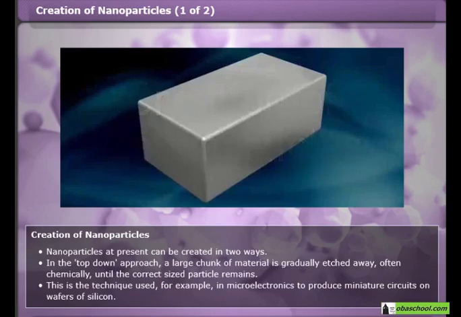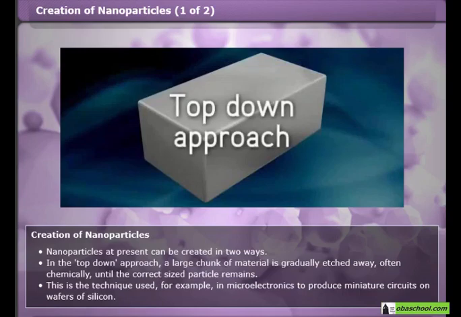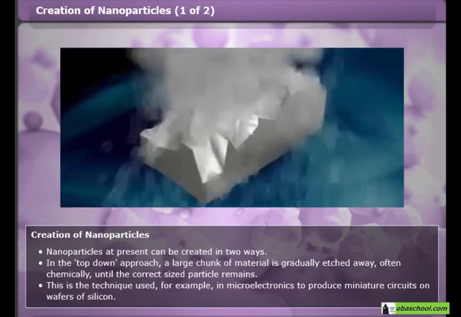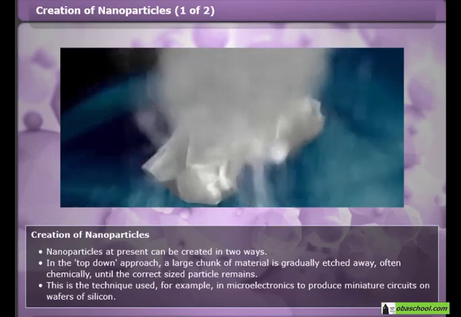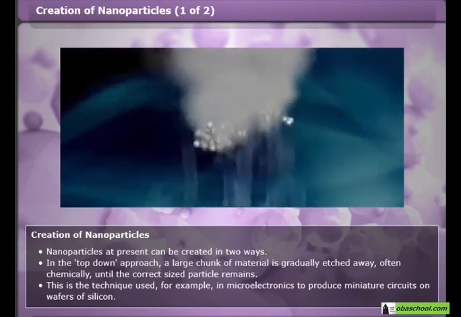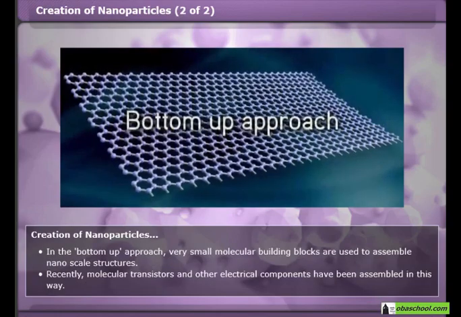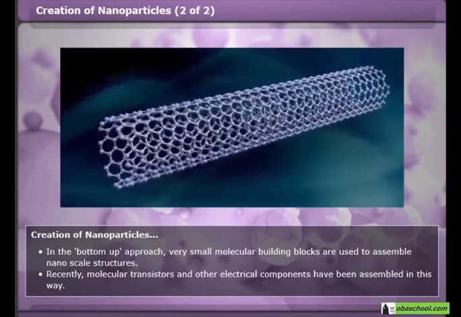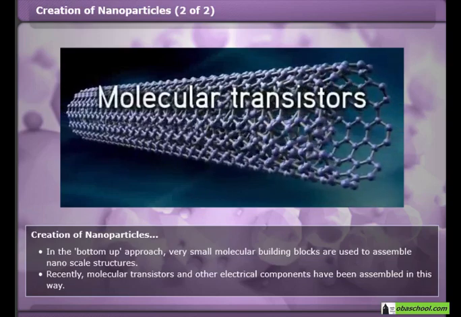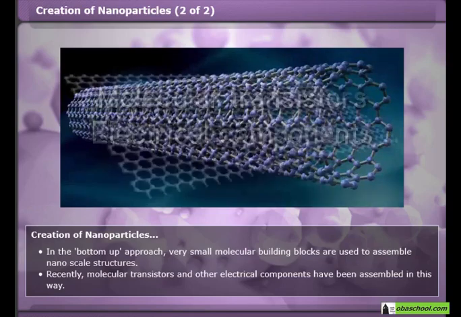Creation of nanoparticles. Nanoparticles at present can be created in two ways. In the top-down approach, a large chunk of material is gradually etched away, often chemically, until the correct sized particle remains. This is the technique used, for example, in microelectronics to produce miniature circuits on wafers of silicon. In the bottom-up approach, very small molecular building blocks are used to assemble nanoscale structures. Recently, molecular transistors and other electrical components have been assembled in this way.